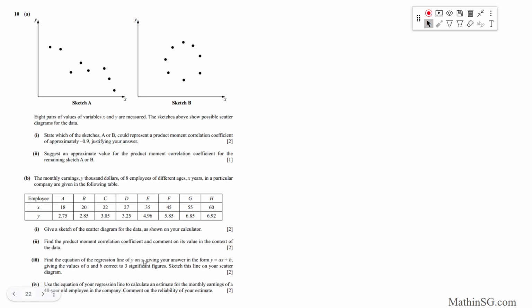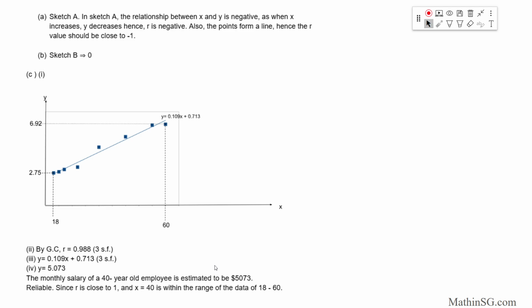Next, find the equation of the regression line of Y on X. Give your answer in the form Y equals AX plus B. Give the values of A and B, correct to 3 significant figures. Sketch this line on your scatter diagram. Because you have done the linear regression in part 2, you already have the values of A and B. Just copy them and write it as answers to part 3, rounded off to 3 significant figures. Then you need to plot this line into this graph here. It will look something like this. So for part 3, you also need to draw this line.